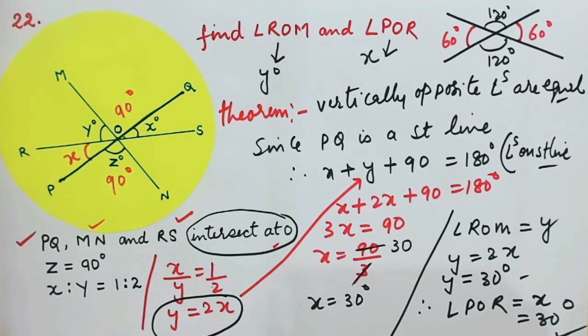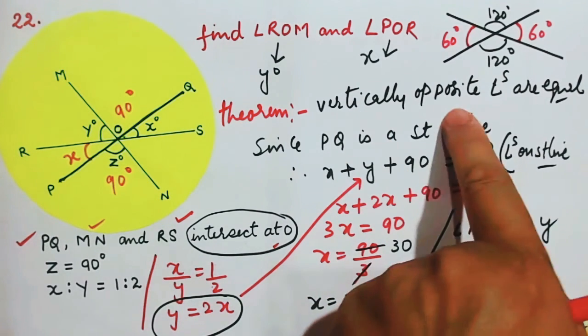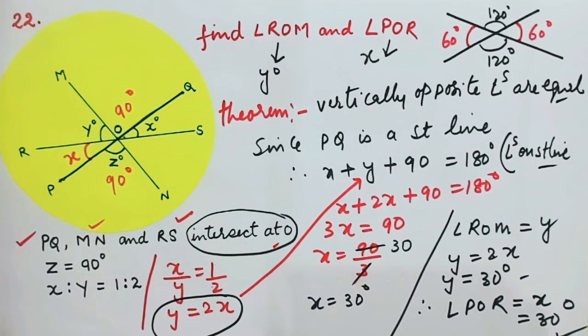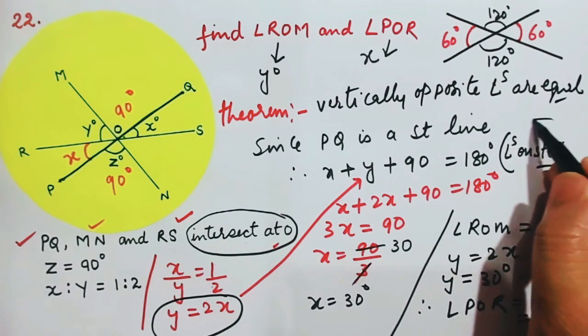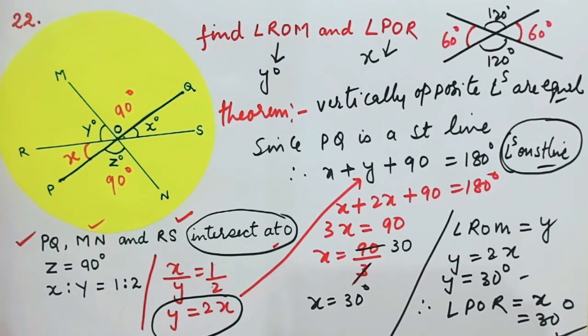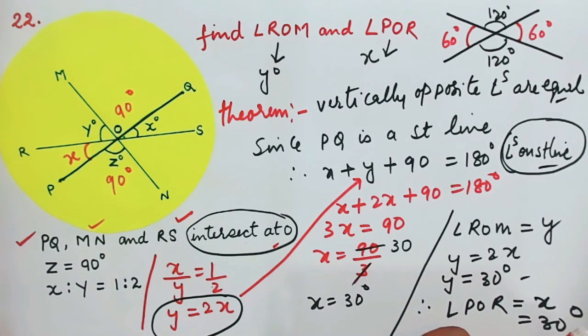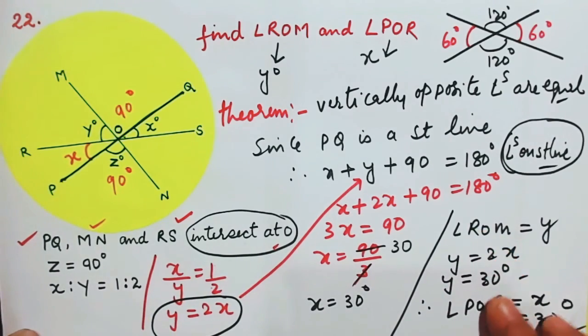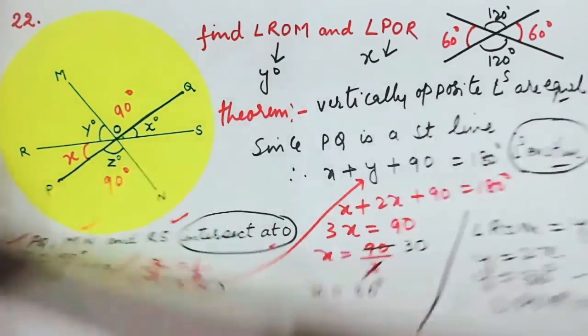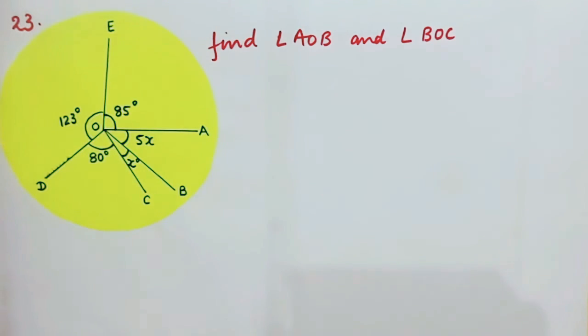Okay, I hope this is loud and clear. This was an important sum. Why? Because we used vertically opposite angles are equal, and sum of angles on a straight line is equal to 180 degree. You need to look at this particular lecture at least 2 to 3 times, only then you will understand better. They are very easy.